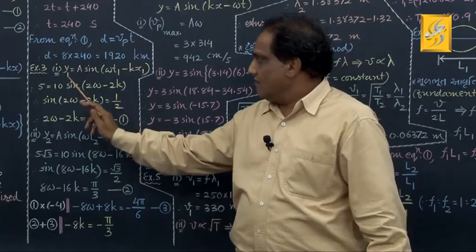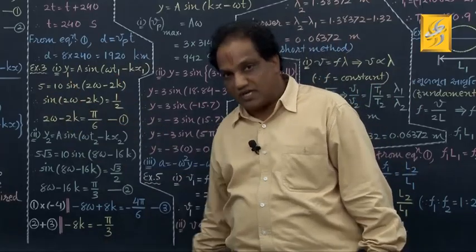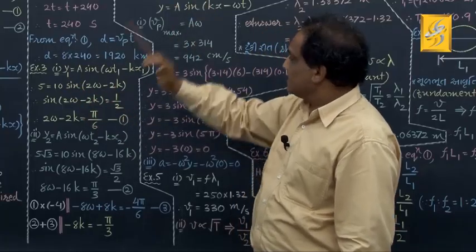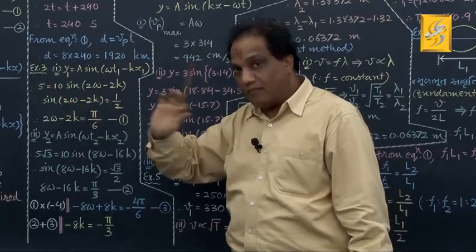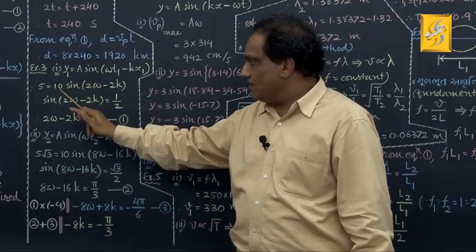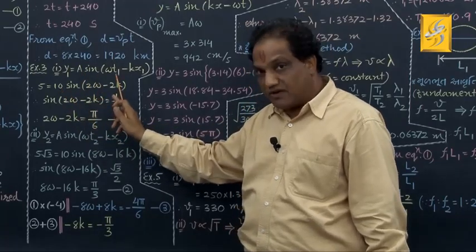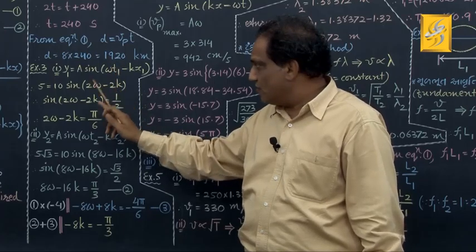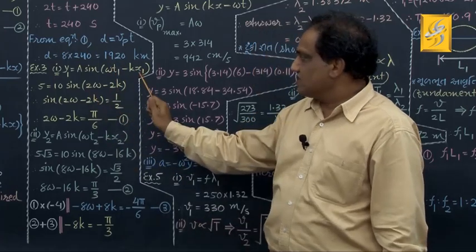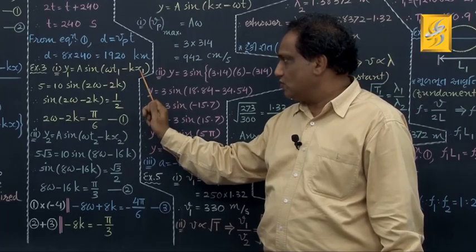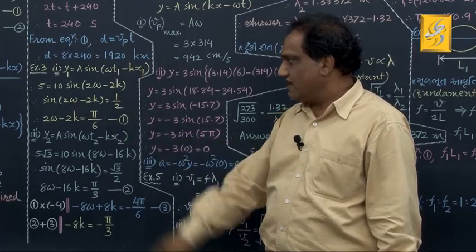First displacement they have given as 5 meter. What about the amplitude? They have given 10 meter. Sin as it is. The first time they have given is 2 seconds, so it is 2 into omega. The first distance they have given is 2 meter, so this is 2 omega minus 2k, fine.